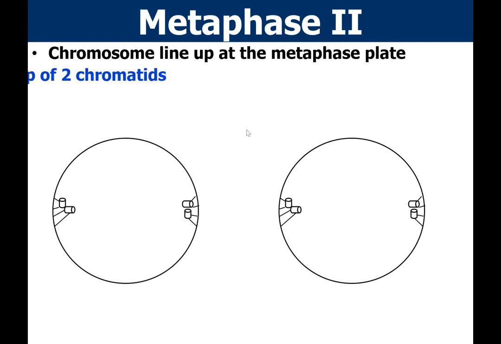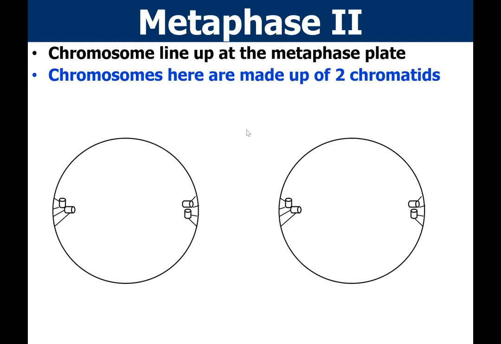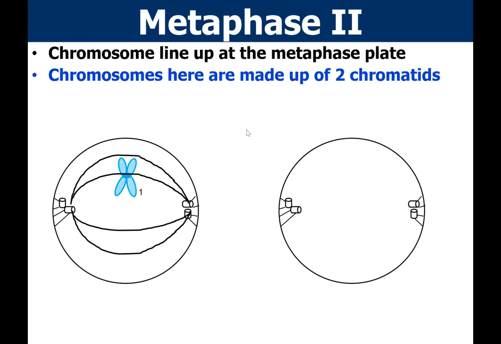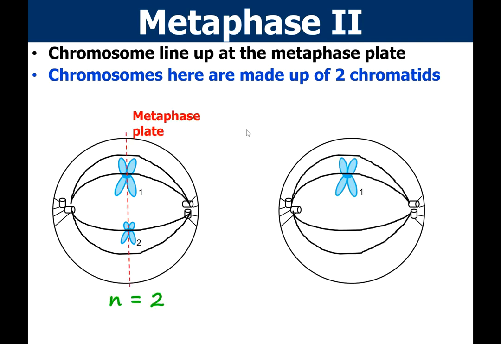Metaphase II, chromosomes line up at the metaphase plate. Chromosomes here are made of 2 chromatids. So there we go, chromosome 1 and 2 on the metaphase plate, and same in the other cell.